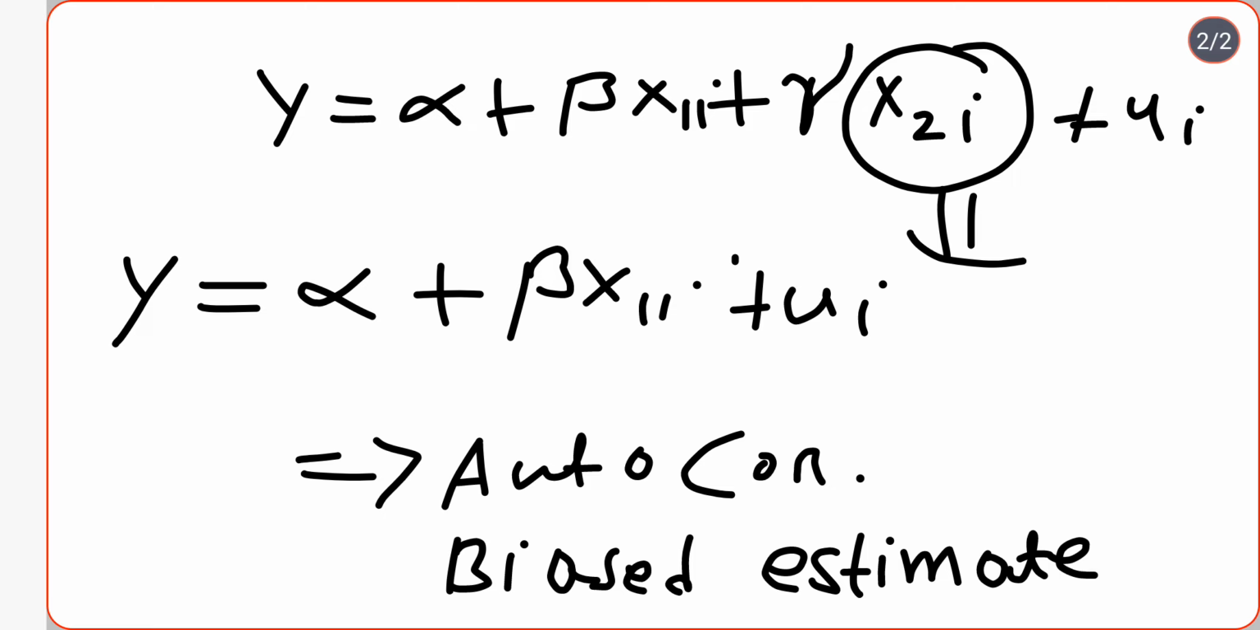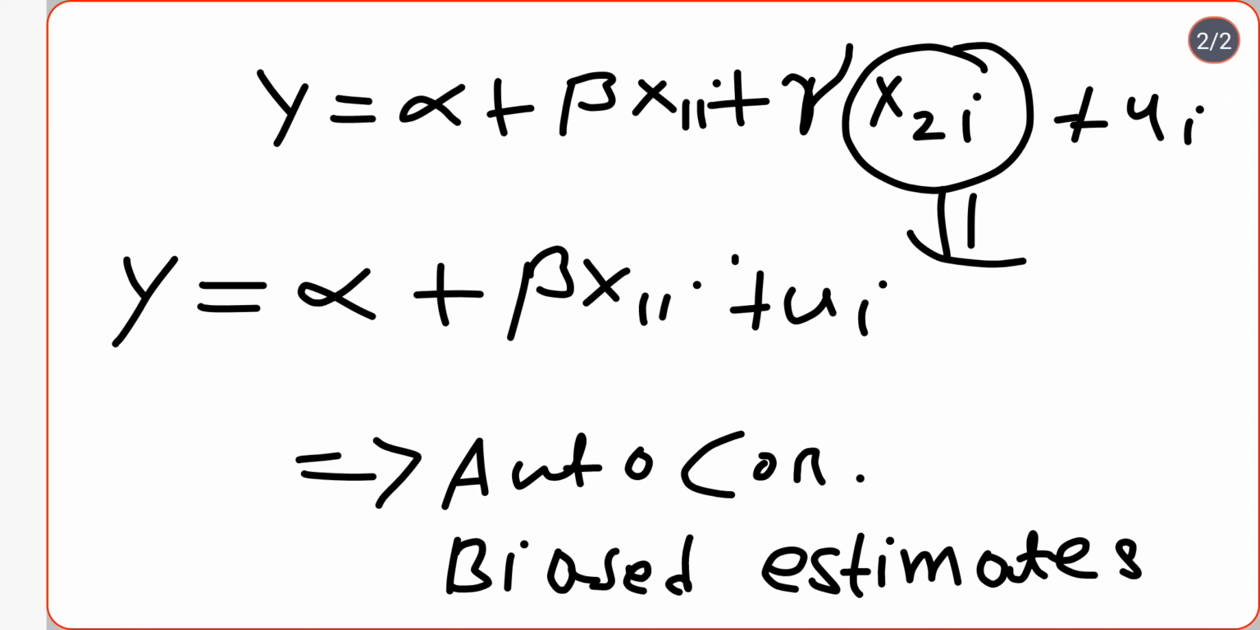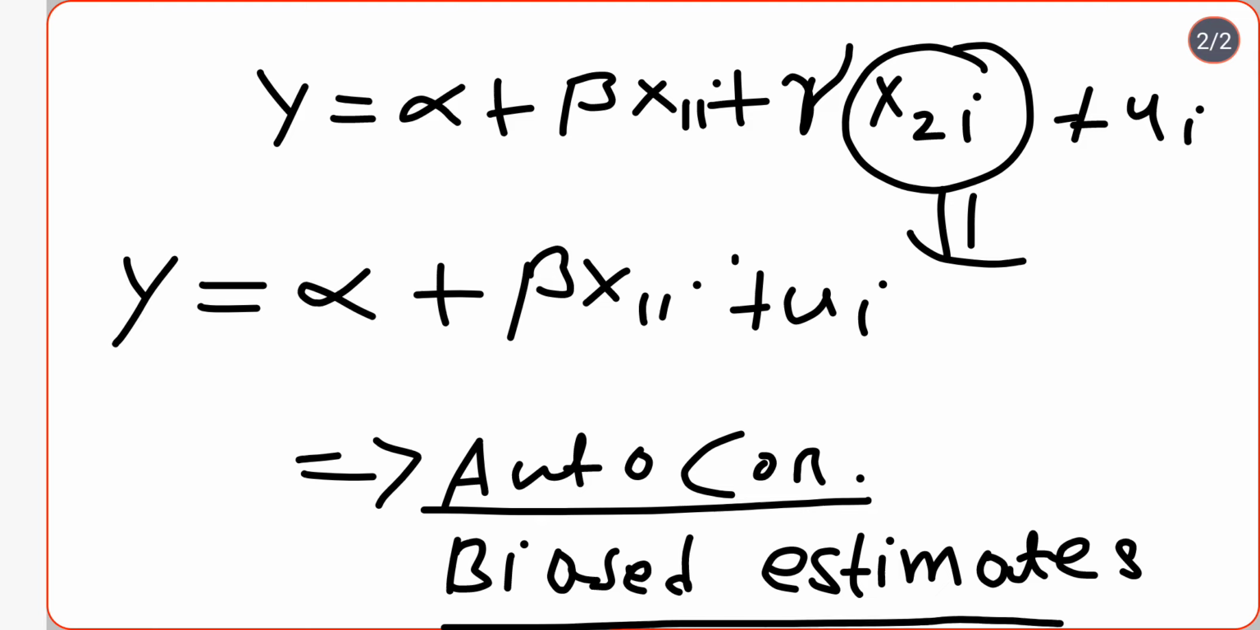for getting rid of the problem of these two things, we are incorporating the Ramsey test. So what are the two problems that can happen? When there is misspecification of a model, then it might lead to heteroscedasticity, and when there is incorrect omission of an explanatory variable, then it might lead to autocorrelation or biased estimates. So for detecting this type of problem, we are going to apply the Ramsey test.